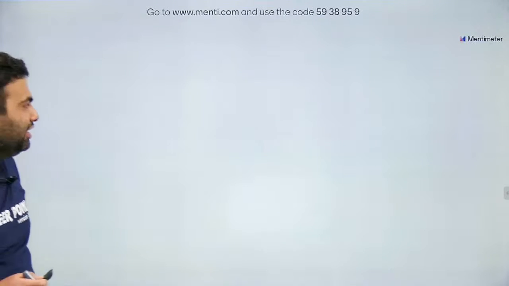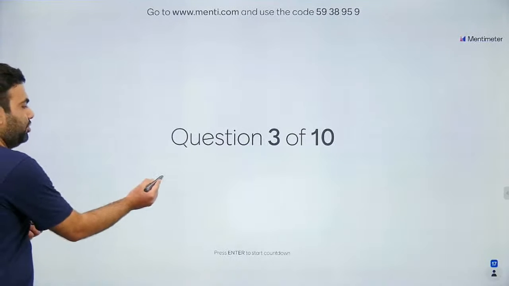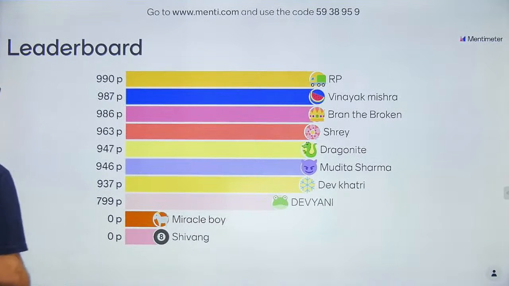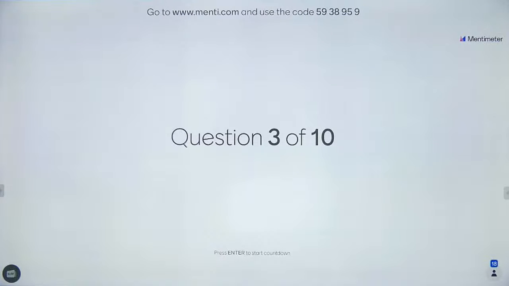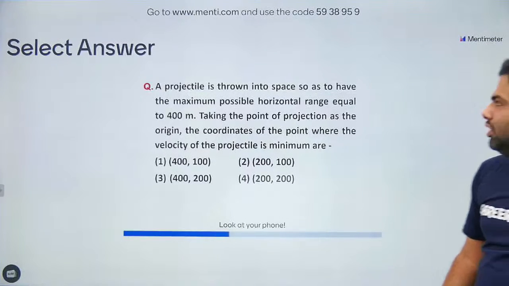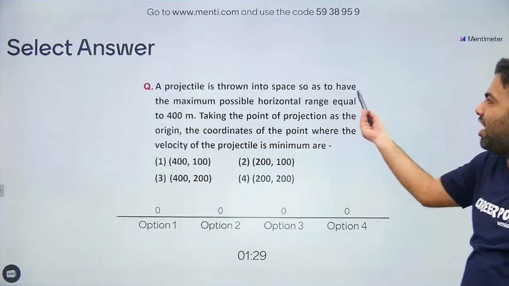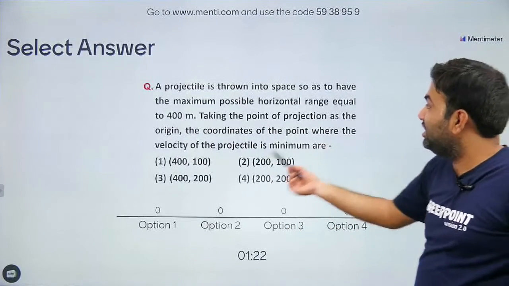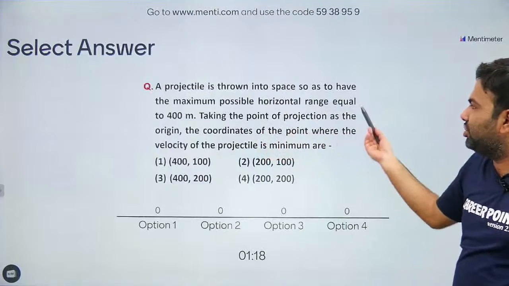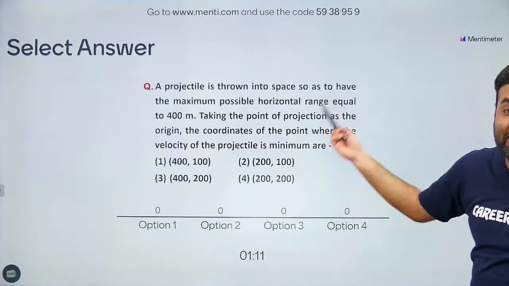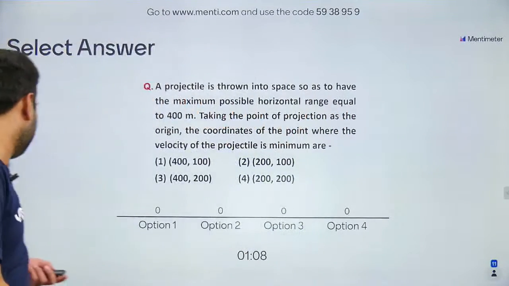Now let's see the next question. Next question is in front of you. Mark your answers on Menti, okay, not here. The question is, a projectile is thrown into space so as to have the maximum possible horizontal range. So you should know what is the angle theta for maximum range, okay, and the range is equal to 400 meters. Taking the point of projection as origin, you have to calculate the coordinates of the point where the velocity of the projectile is minimum. So this is a very good question. Let's see who can crack this.